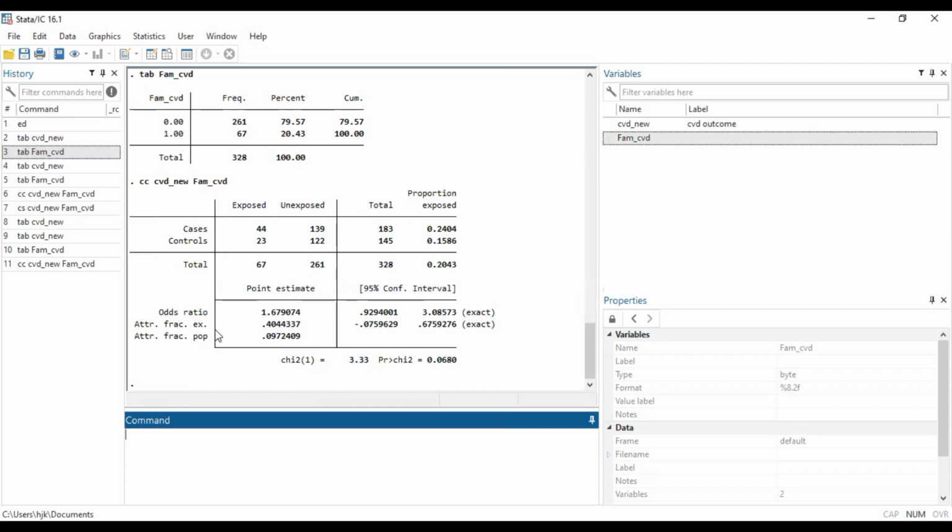And then the attributable fraction and the attributable fraction population, we'll explain it more when we get to the cohort study. So let's move on to that one, and after that we'll explain.